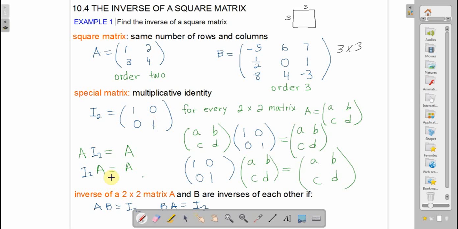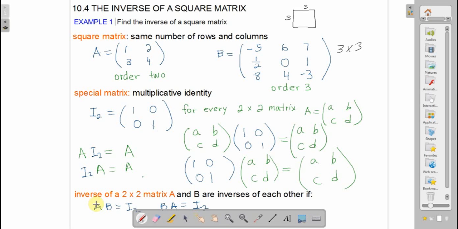It has a special property: for every 2 by 2 matrix, for example A, B, C, D, if we multiply this matrix by the special matrix, we get the same matrix. And if we reverse the order of the factors, I2 times the matrix, we still get the same matrix. So a matrix times I2 gives the matrix, and I2 times the matrix also gives the matrix.